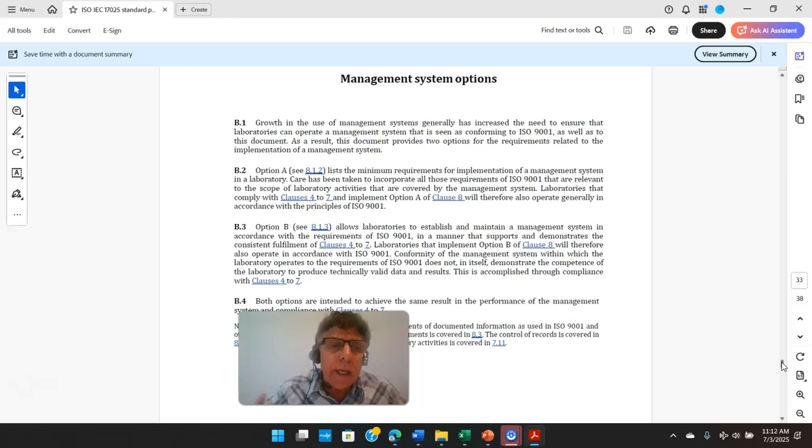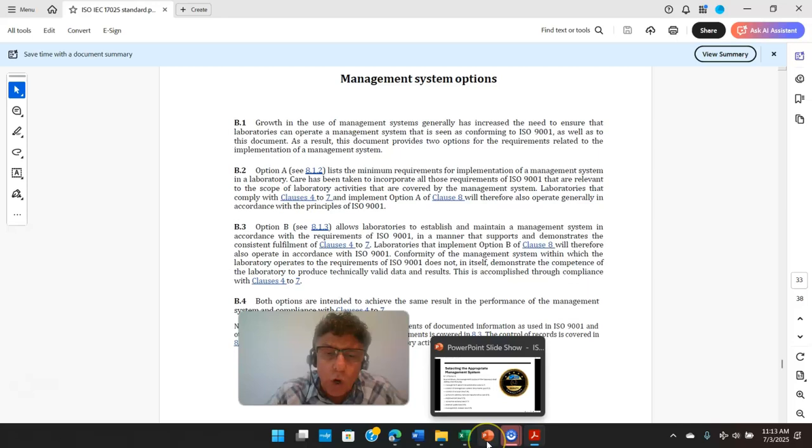Now, option B allows laboratories to establish and maintain a management system in accordance with the requirements of ISO 9001. Meaning that they are certified to ISO 9001, they have a management system in accordance with ISO 9001, and in a manner that supports and demonstrates the consistent fulfillment of clauses 4 to 7. So if they are ISO 9001 certified, and they also meet clauses 4 to 7 of the ISO IEC 17025 standard, then they will have met clause 8. That's what option A and option B refer to.